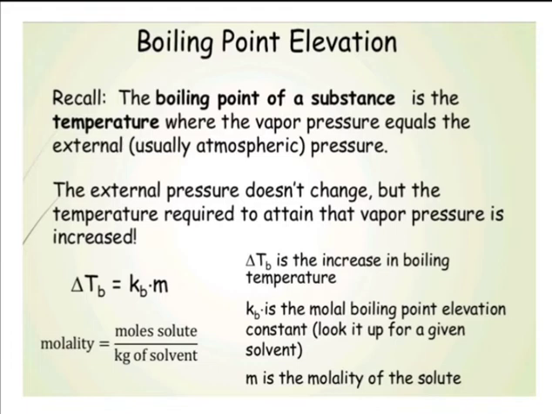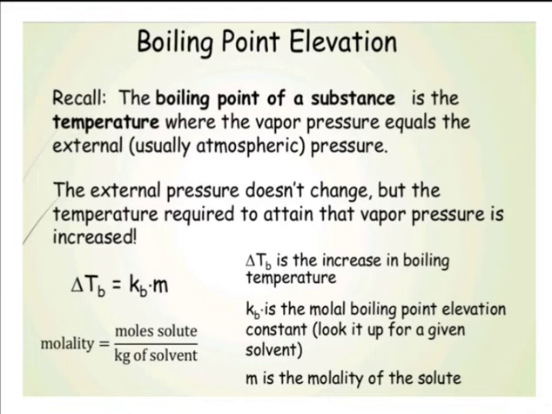And here we will see the terms delta TB, KB and m. Before that we will see the equation to find out the boiling point elevation, that is the change in temperature, delta TB. B represents the boiling, T is the temperature, and delta represents the change.